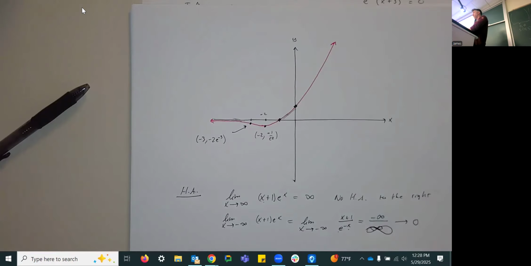But later on, we will see using L'Hopital's rule that this limit is also 0, which is good to know. Because that's how you actually find the horizontal asymptote here, is by taking the limit to negative infinity and then use L'Hopital's rule to show it's equal to 0.